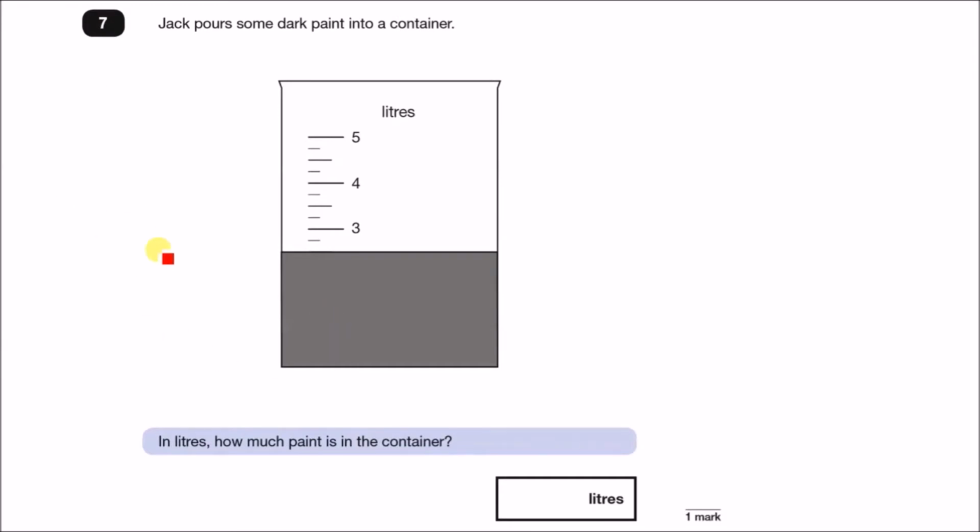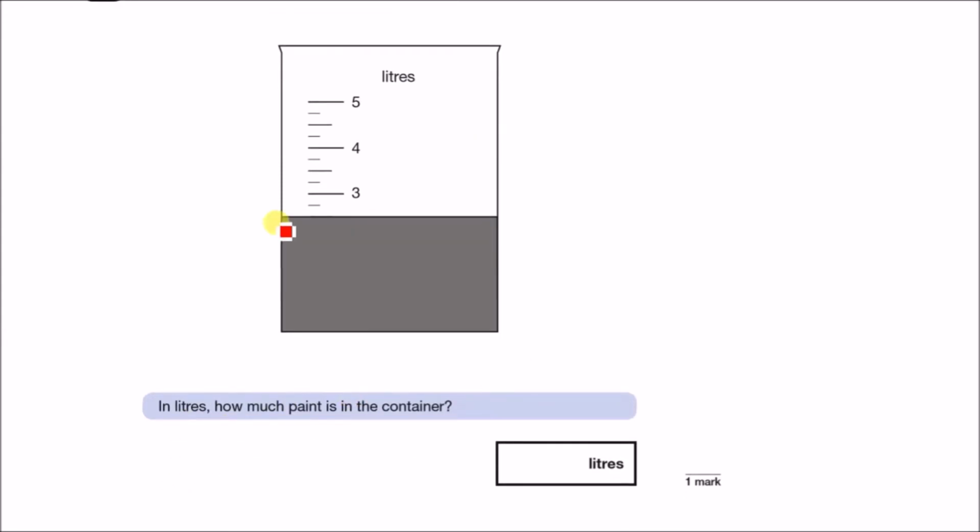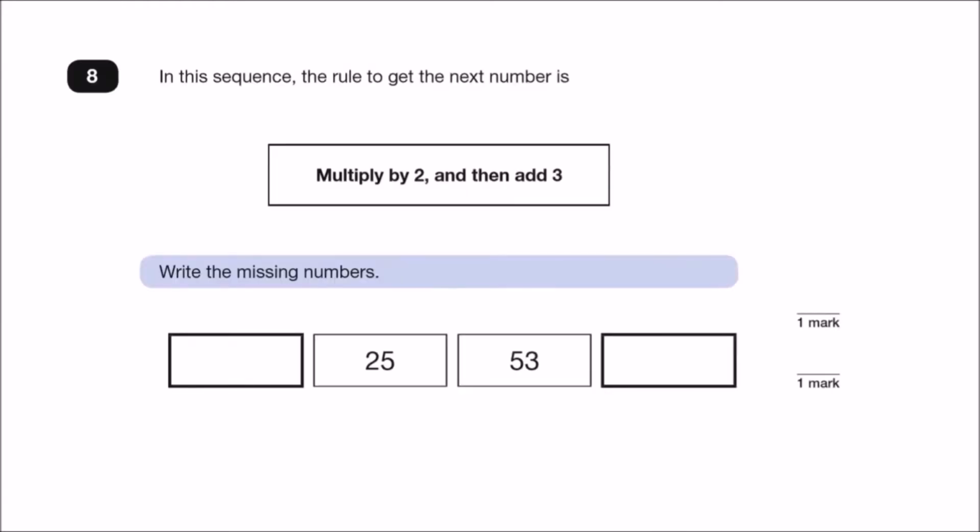Alright, question 7. So Jack pours some dark paint into a container. In liters, how much paint is in the container? Alright, so let's look carefully here. It went from 5 to 4, and this must be in between, so 4.5. 4 to 3, this must be 3.5. Looks to me they went just halfway down, so this must be 2.5. So how much paint is in the container? Well, 2.5 liters.